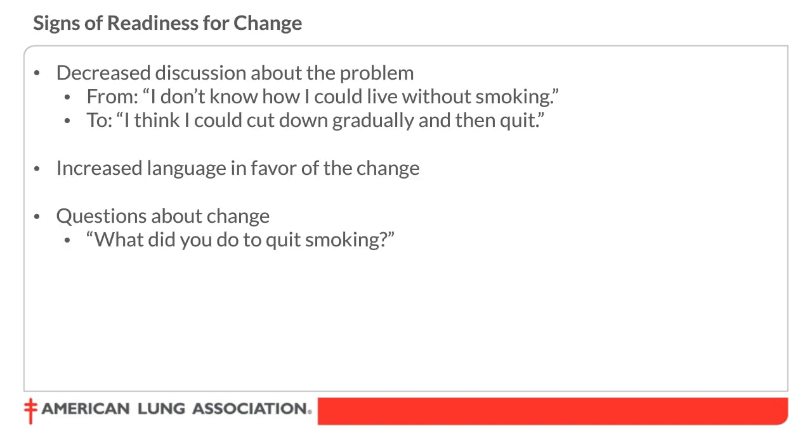As a facilitator, you also want to acknowledge signs of readiness for change. Participants will display the following signs. They have decreased discussion about the problem. They start by saying, I don't know how I could live without smoking. And their statements transition to, I think I could cut down gradually and then quit. They have increased language in favor of the change, and they ask questions about the change. They'll do that by asking the following. What did you do to quit smoking?